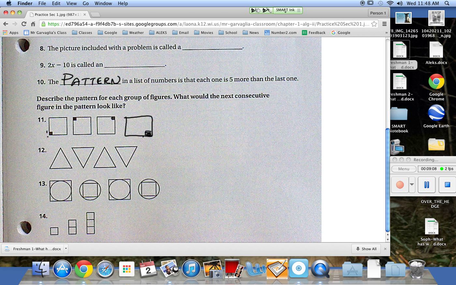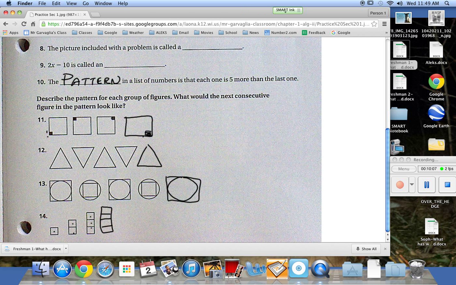Okay? What about this, Fletch? What would be the next one here? Regular triangle, which way? Point up or down? Point up. So our next one would look like this. Tie. What would be our next circle? Outside the square or inside? Inside the square? So we would make a square and we'd put our circle on the inside of the square. Tyrese, what would be the next pattern for 14? One more block, right? We have 1 block, 2 blocks, 3 blocks. Now we'd make 4 blocks. Okay?